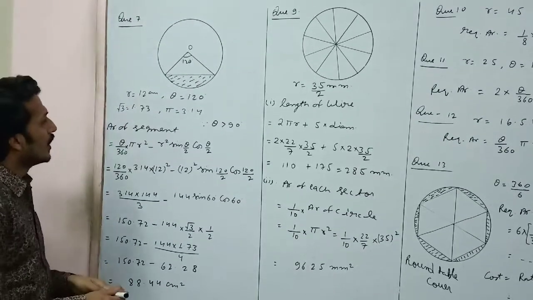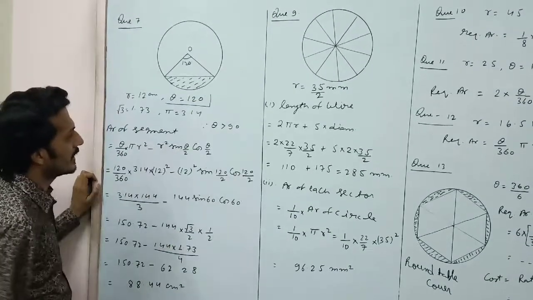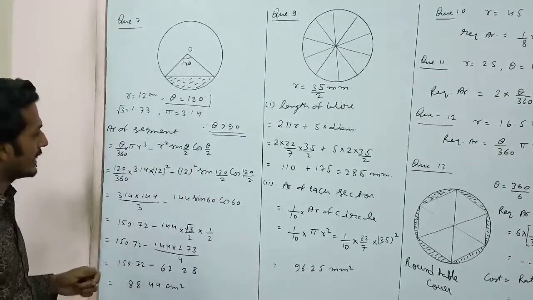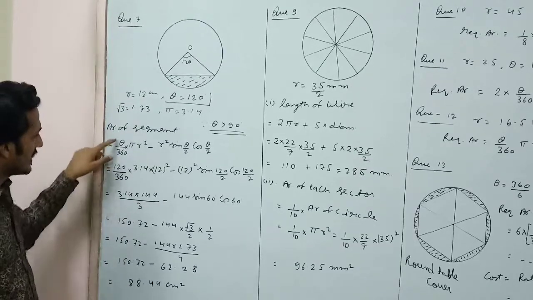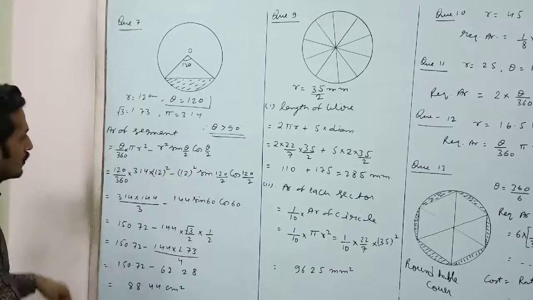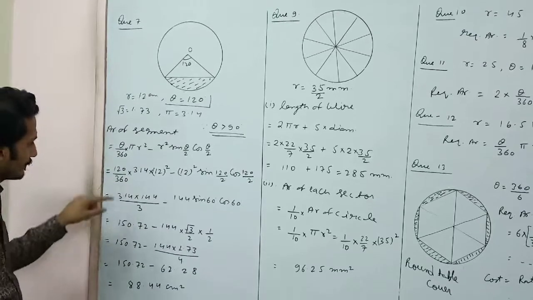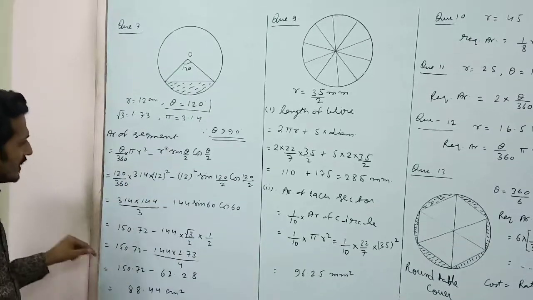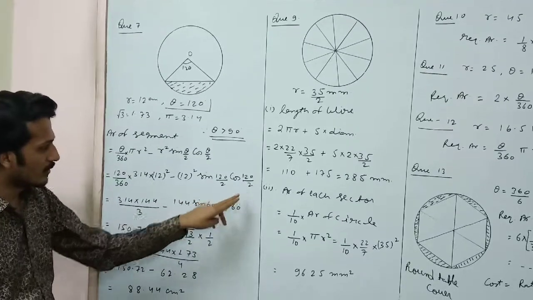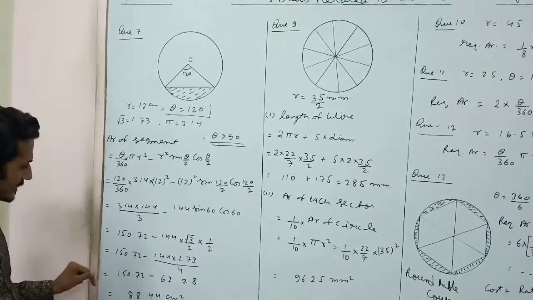Now here one thing which we need to note down is that theta is 120 degree, that is, theta is greater than 90 degree. So when theta is greater than 90 degree, the area of segment is theta upon 360 pi r square minus r square sin theta upon 2 cos theta upon 2. Now put the value of r and theta in this formula. Now this sin 120 upon 2 will be sin 60 and cos 120 upon 2 will be cos 60. By simplifying it, we get the required result.